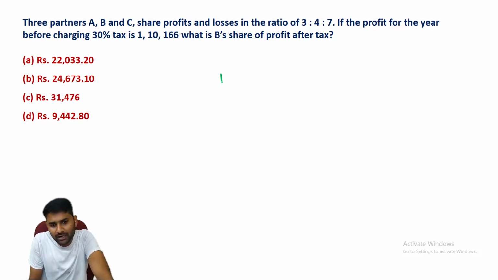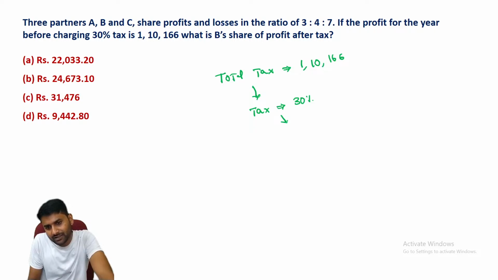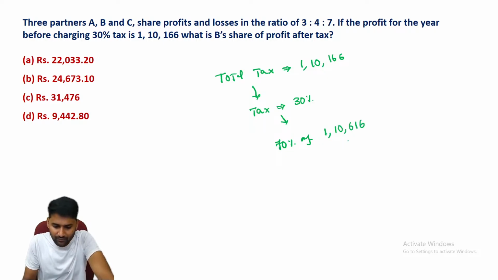See, total tax amount. Total amount is 1,10,160. They clearly mention that here tax amount is 30%. After tax, we will get only 70 percentage of the total amount. And whatever this amount, we have to divide among A, B, C in the ratio of 3 is to 4 is to 7. Means see, total is 14 units. A will get 3, B will get 4, and C will get 7.